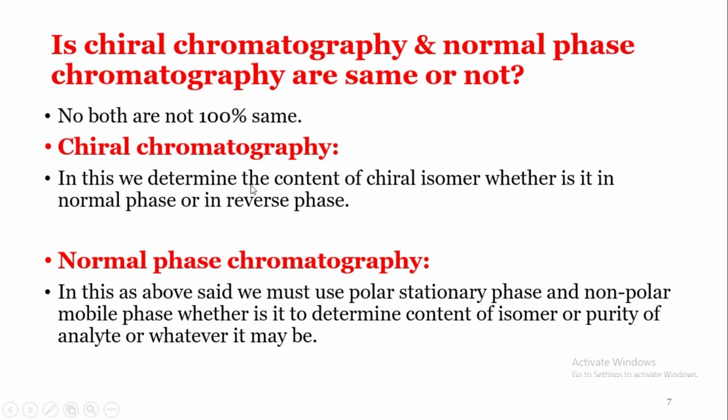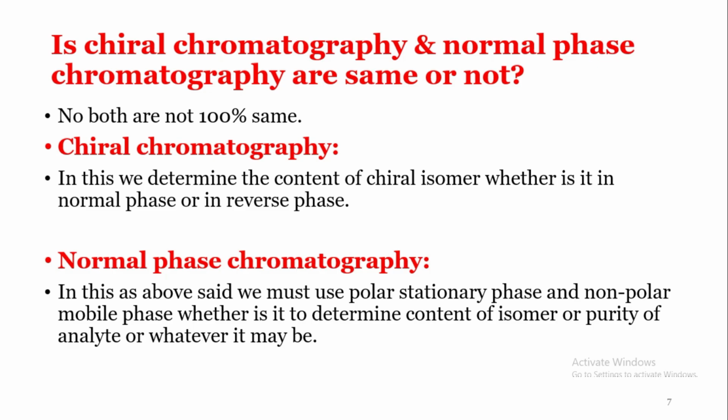So chiral means in this we determine the content of chiral isomers, whether it is in normal phase or in reverse phase. The chiral isomers we have seen before, so we determine the content of that in chiral chromatography. Then only we can say a particular test is chiral chromatography.